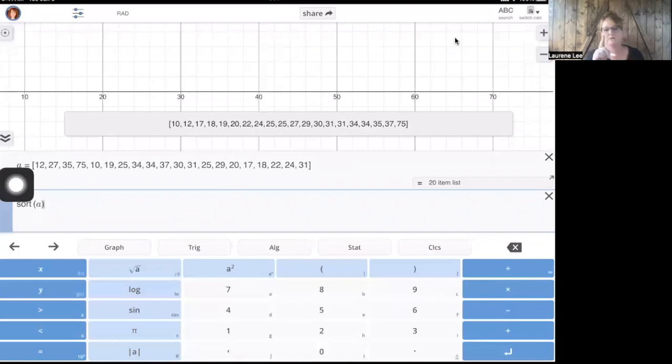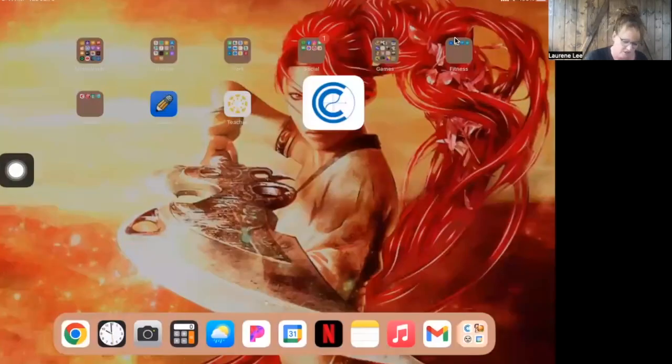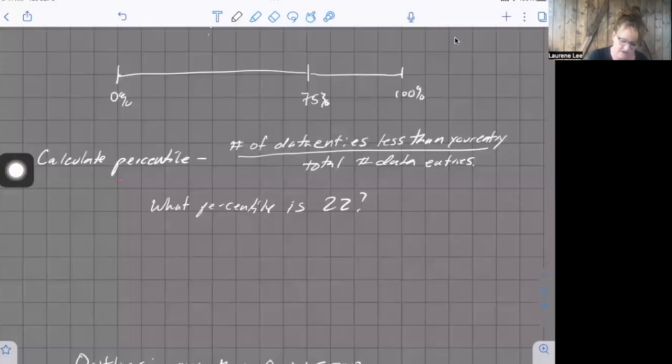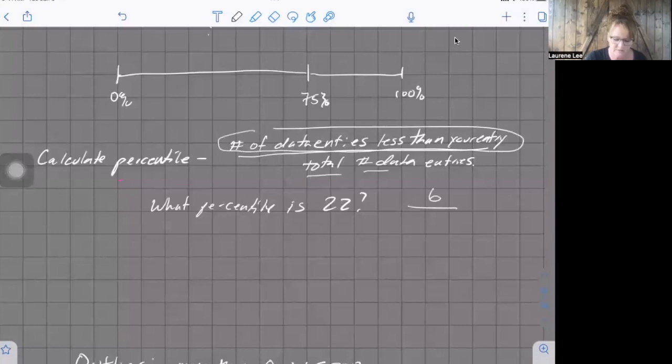And I'm going to count the number of data values below it, not including 22, strictly below it. So I'm going to start at 10. I'm going to count 1, 2, 3, 4, 5, 6 values below 22. Okay, so I'm going to take 6 values. That's the number of data entries less than your entry. And then I'm going to divide it by the total number of data entries. I think we had 20 points. Let me check that. Yeah, we have 20 total points.